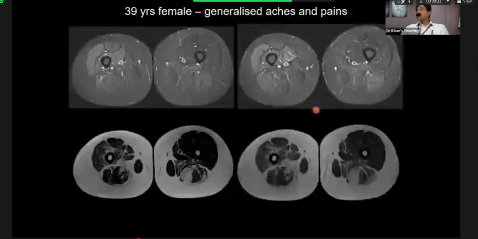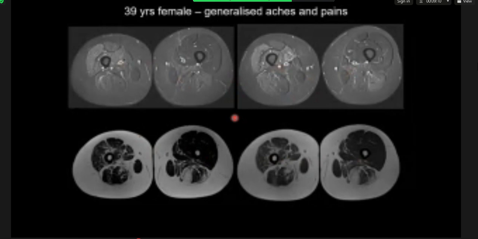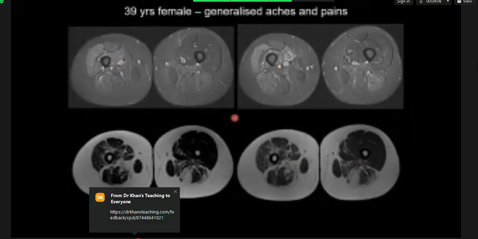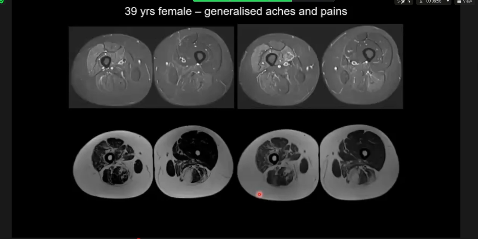Candidate 5. This patient has got chronic type of symptoms of myositis. What is the take-home point? What are your findings? So this is right, left, right, left, right, left, right, left. This is STIR, STIR, T1, T1. Over to you. So there's fatty replacement of the muscles in many of the compartments, most notably the posterior compartment on the left and the anterior on the right.